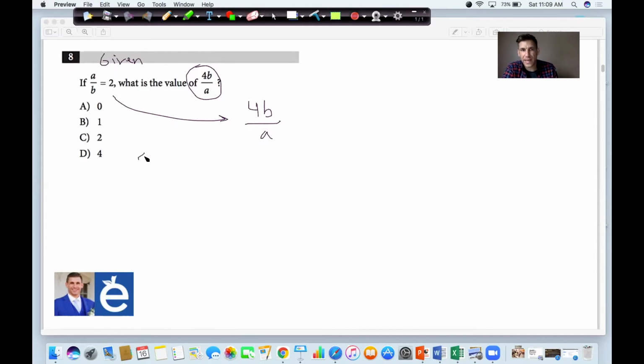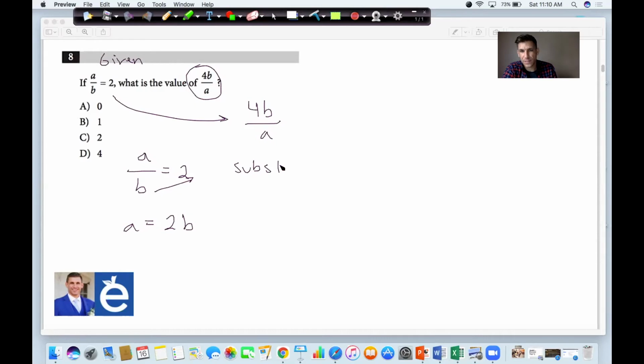Because I have A over B equals 2, one thing I would note to make my life easy is if I solve for A, all I have to do is bring this up. I get A equals 2B. And then if I get A equals 2B, I just plug it in here, and I can substitute it in.